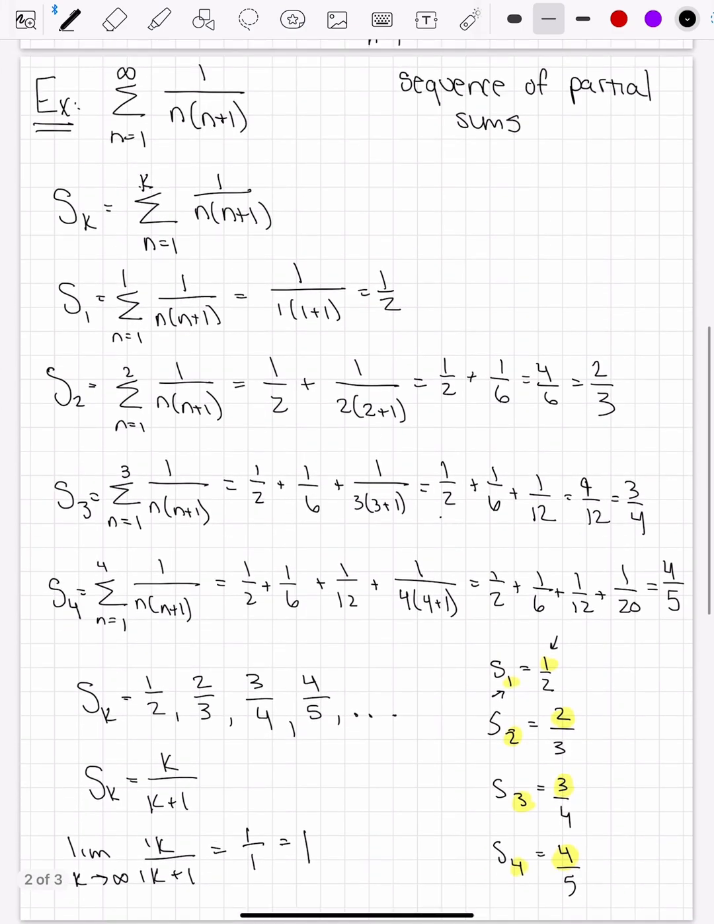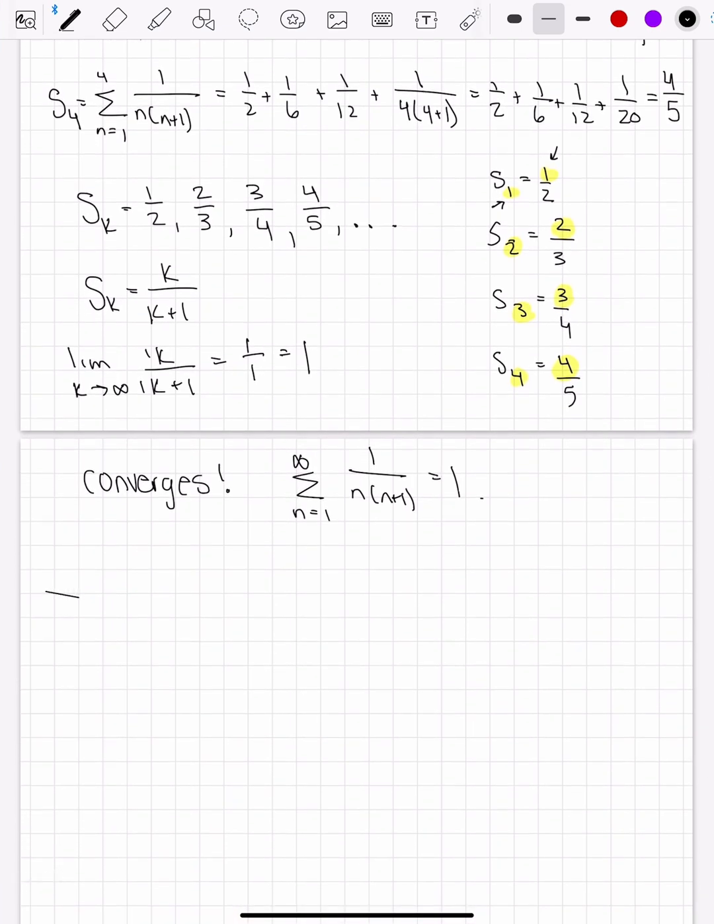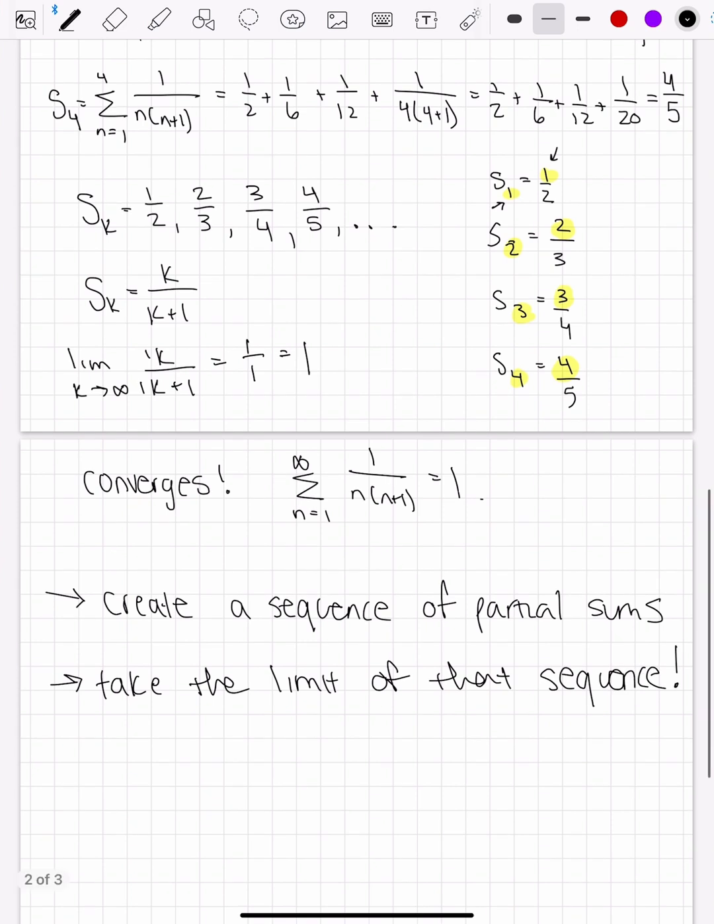Okay, so hopefully that clarifies. Remember, what you want to do is create a sequence of partial sums and then take the limit of that sequence. And the answer of that limit is going to inform what the actual series is converging to.